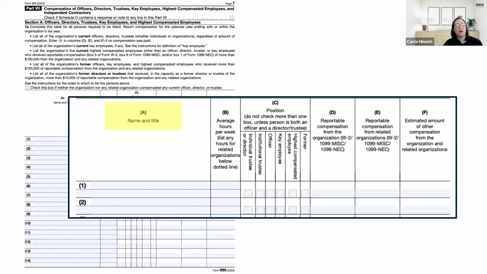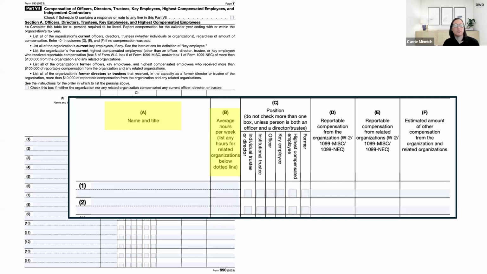On page 7, the IRS asks for a list of board of directors. This is really important because these people that are listed here are ultimately responsible for this organization during this time period. So you want to make sure that you list everyone, anyone that served as a board member at any time during the year, even if their term expired mid-year. You're going to put their name and title here. You're going to put the average hours per week that they provide to the board service. It could be 2 hours, it could be 1 hour, it's just an average.